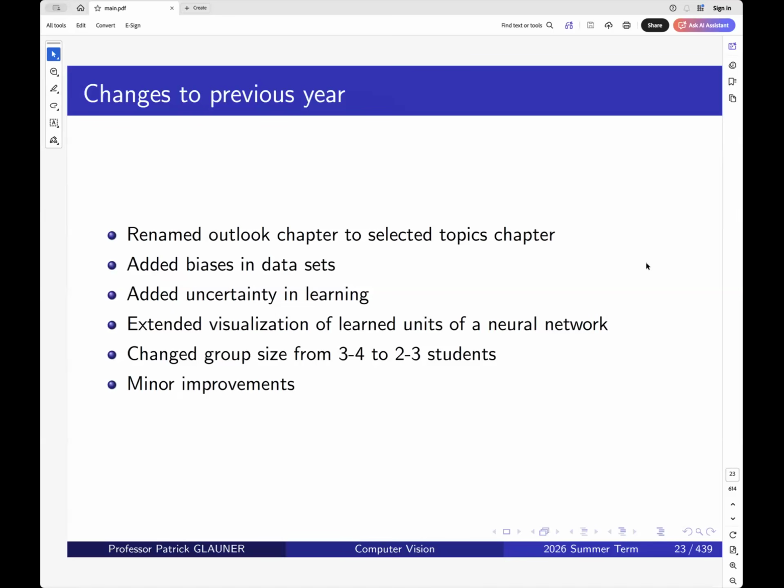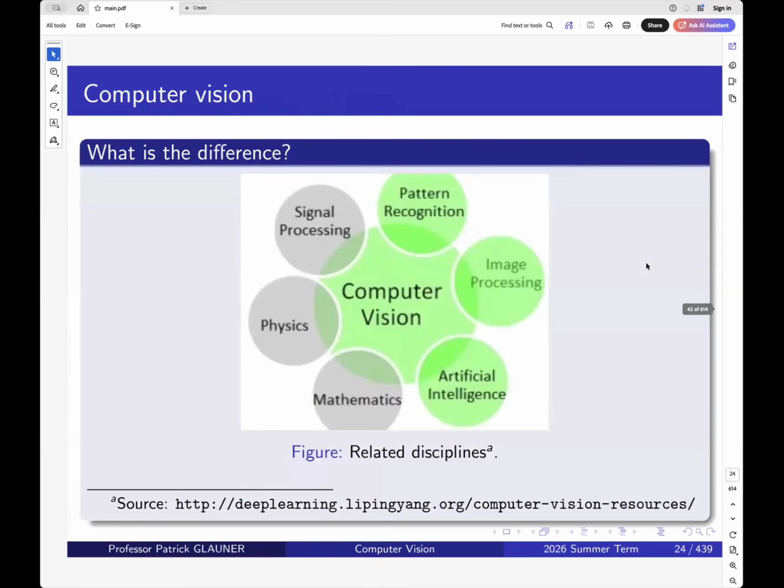Those are the main changes I did this year in this course. And now we'll continue with the content. And we finished discussing the organization.